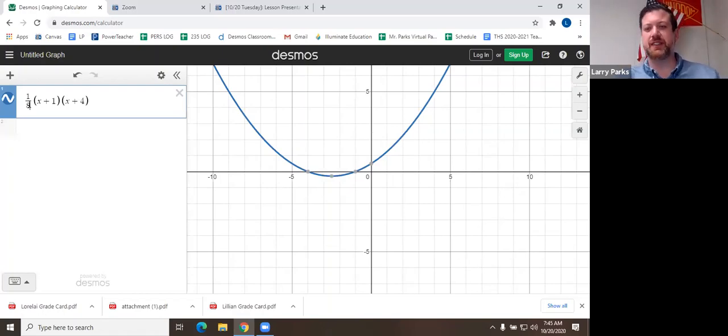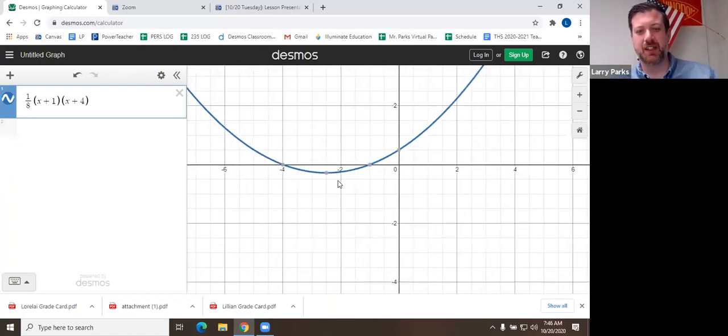So the skill for today, finally, is if someone tells you the solutions and they tell you at least the vertex or any other point, can you write the quadratic? And we could just leave it at factored form for now. Okay, so that is the skill for today. This won't take very long.